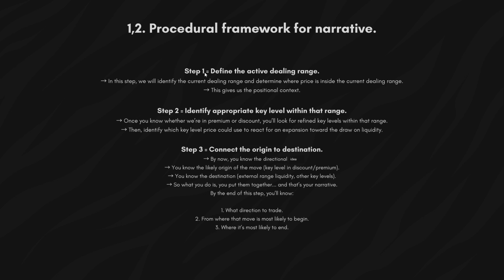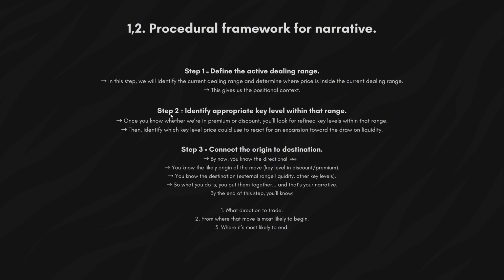Number one, we define the active dealing range. So the very first thing that we do is we identify the most recent and the most relevant expansion swing, and we define that expansion swing into a dealing range. Okay, and then we ask ourselves, when we look at price action, where is price sitting within that dealing range? Is it in premium or discount? Has it moved out of a previous dealing range and entered a new one? And this is important because it gives us a positional context regarding price action.